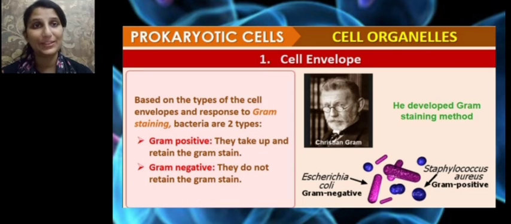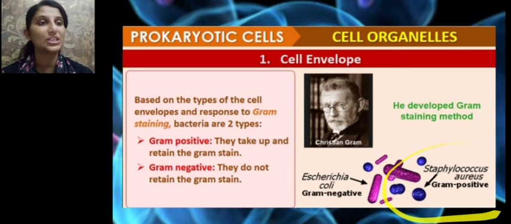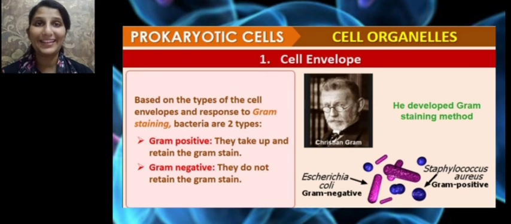Who are gram positive? Gram positive bacteria are those bacteria which can take up and retain the gram stain. And gram negative bacteria do not have the capacity to take up and retain the gram stain. Okay, so these are called gram positive and gram negative. We can see gram positive is Staphylococcus aureus and gram negative is Escherichia coli. So two types of bacteria based on whether the cell envelopes can take up and respond to gram staining: gram positive and gram negative.